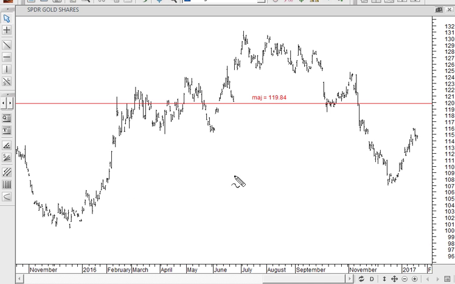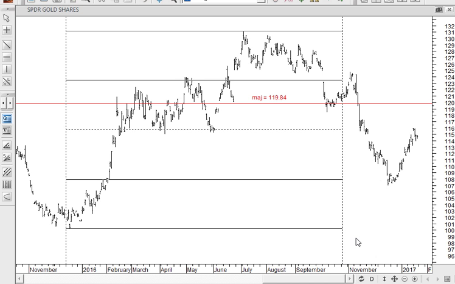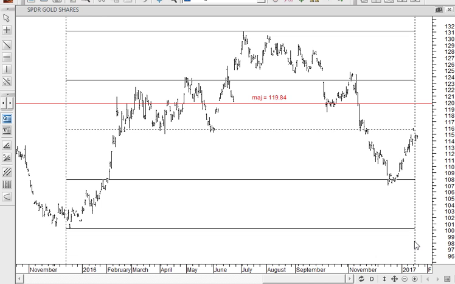Okay, this is GLD, the gold ETF. No migration of the point of control. The major is still at 119.84 at this level here, which is somewhat higher. The next level we want to put in would be the halfway point off this important November low over here, and you can see that GLD has retraced back up to its halfway point after falling below it here.